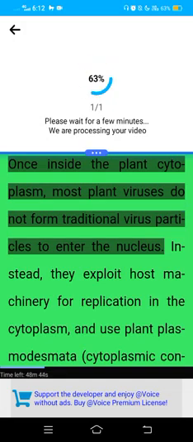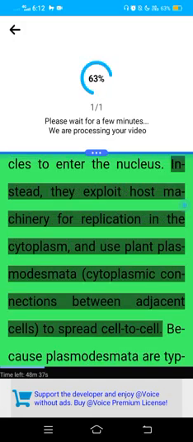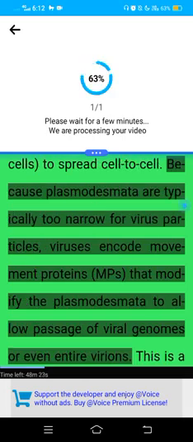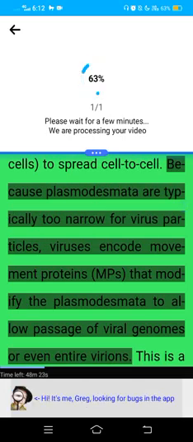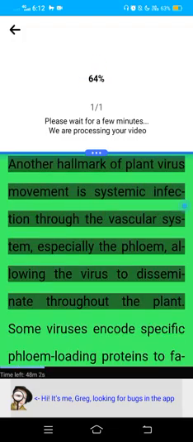Once inside the plant cytoplasm, most plant viruses do not form traditional virus particles to enter the nucleus. Instead, they exploit host machinery for replication in the cytoplasm and use plant plasmodesmata, cytoplasmic connections between adjacent cells, to spread cell to cell. Because plasmodesmata are typically too narrow for virus particles, viruses encode movement proteins, MPs, that modify the plasmodesmata to allow passage of viral genomes or even entire virions. This is a unique strategy absent in animal viruses.